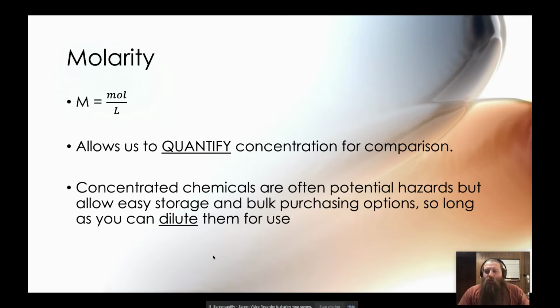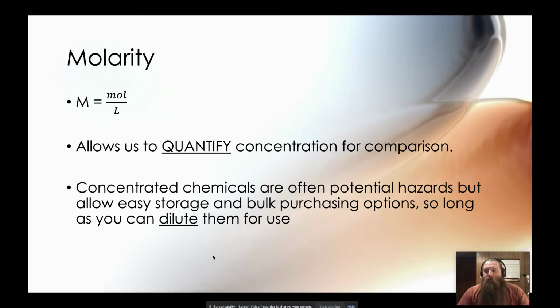And concentrated chemicals are common in chemistry. So we usually dilute them down in order to use them, but we store them in concentrated forms. We also purchase them in this concentrated form to avoid shipping issues. So just as a brief example, I have an 18 molar bottle of sulfuric acid.